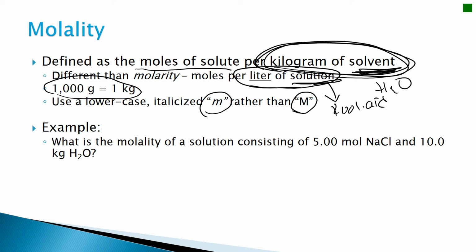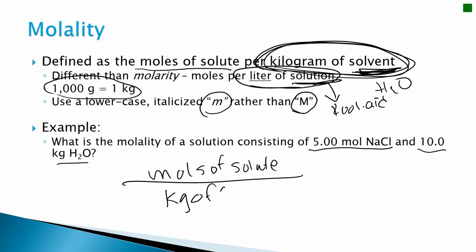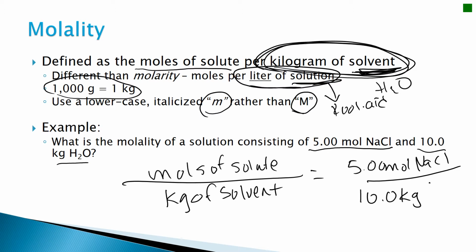So it's really important that you make it definitely look lowercase for molality, compared to molarity, which really has to be uppercase. So example: what is the molality of a solution consisting of 5 moles of NaCl in 10 kilograms of water? Using the formula of moles of solute over kilograms of solvent, I'm going to do 5.00 moles of NaCl for every 10.0 kilograms of water. And then when you divide that out, you get 0.500 molal solution. So that's my lowercase m. It's a little italicized, I guess.